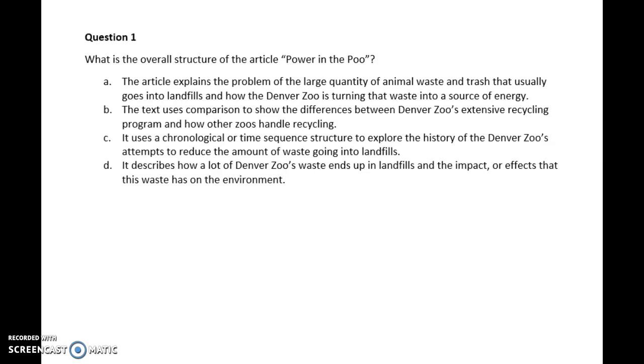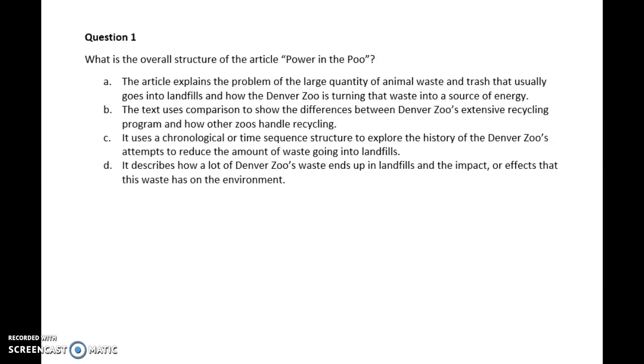Choice B says the text uses comparison to show the differences between Denver Zoo's extensive recycling program and how other zoos are handling recycling. So if this is the correct answer, the article is organized by compare and contrast. The article should describe Denver Zoo's recycling program, and it should also name other zoos and talk about how their recycling programs are different than the one at the Denver Zoo.